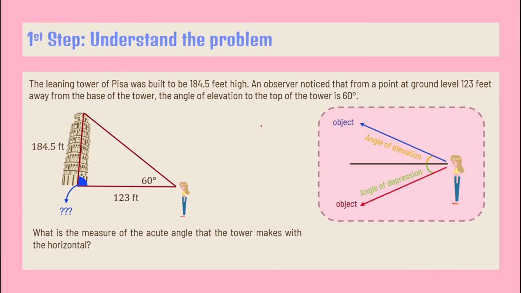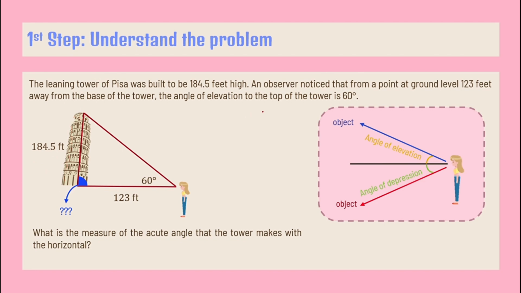So, the first step that we must take to solve the question is understand the problem. Read it carefully and understand what it means. In the first sentence, the Leaning Tower of Pisa was built to be 184.5 feet high. The leaning tower here is not the same as the height of the tower. The height of the tower means a perpendicular distance between the top and the base on which the tower stands. But the leaning tower means the size of the tower itself, which is 184.5 feet.